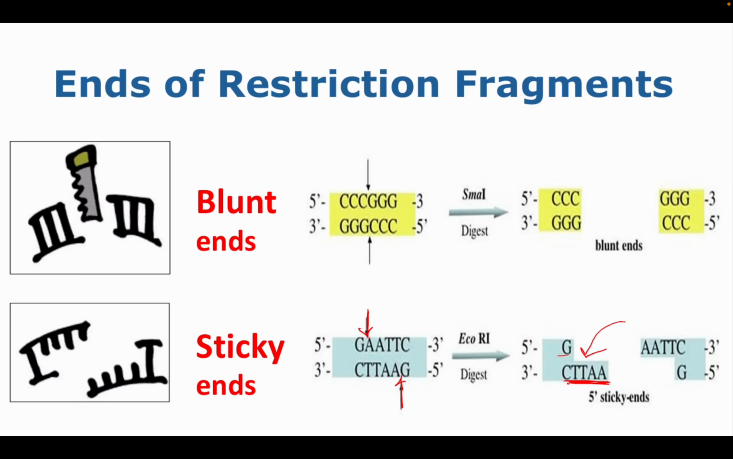That's why it's the most commonly used in the laboratory, because we can just cut specific sequences from the source DNA and then transfer it to a vector having that same sequence, or having that same pair. So that's one of the advantages of sticky ends.